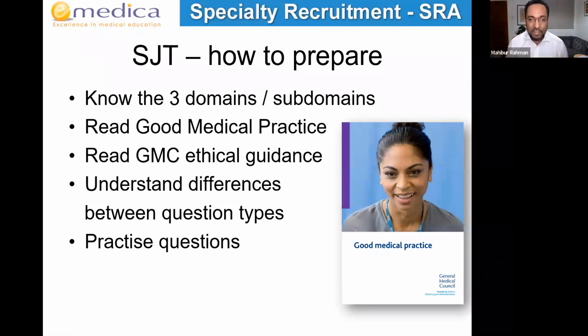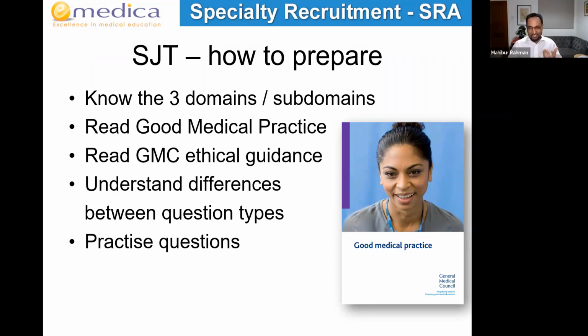So how are you going to prepare for the SJT? First thing is you need to know each of those domains, empathy and sensitivity, coping with pressure, professional integrity, are broken down into subdomains, and each question will be testing specific subdomains. It's really useful to understand that so you can map them when you're doing questions, okay? We cover the detail of the subdomains on the course when we've got a whole amount of time for it. Read GMC ethical guidance and Good Medical Practice, okay? I'll tell you which sections are important. Understand the difference between section 1 and section 2.